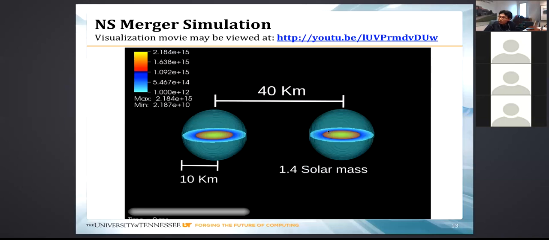So at this point, I'm going to show you some simulation movie. I was going to use my computer, but somehow it doesn't work well, so I think I'm just sharing the PDF. Oh, you just shared the PDF. Can we share the desktop?